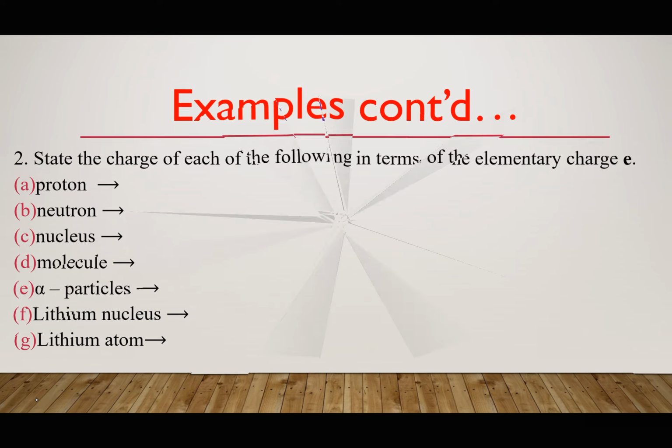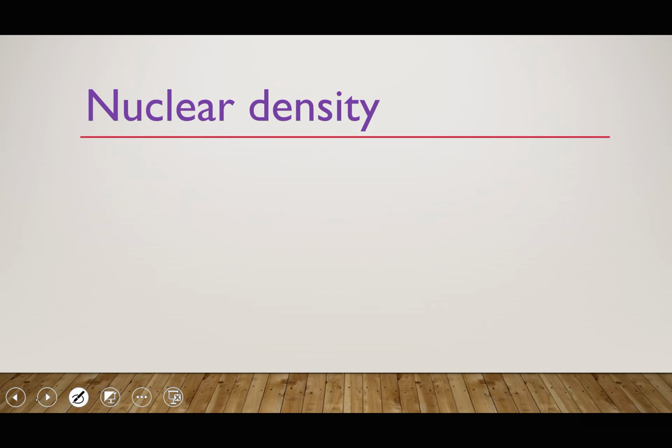Maybe let's also talk about the nuclear density of an atom, or the nuclear density of a particle. When I talk about nuclear density, I'm referring to the density of the nucleus. Remember, we have seen that most of the mass is concentrated at the center of the atom, in a very small positively charged nucleus. So we can assume that most of the density of the atom is at the center, in the nucleus.